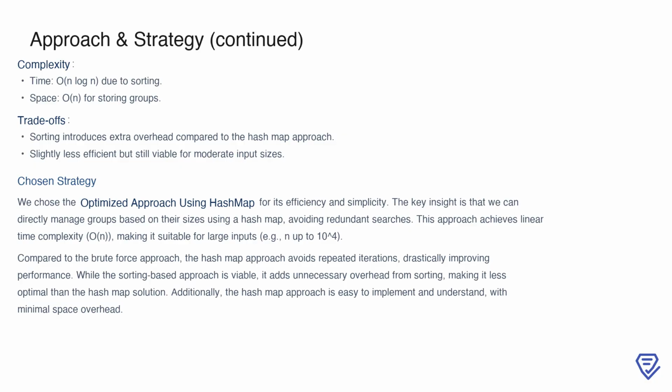As we traverse the sorted list, we collect people into groups, finalizing each group as soon as it reaches its desired size. While this method is systematic and effective for moderate input sizes, it introduces a notable overhead from the sorting step, which has a time complexity of O(n log n). Additionally, the space complexity remains O(n) for storing groups. Compared to the hash map approach, sorting adds unnecessary computational effort, making it less optimal for very large inputs. Thus, while viable, it's generally not the preferred solution when efficiency is crucial.